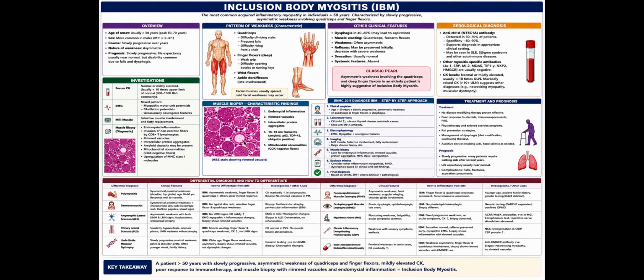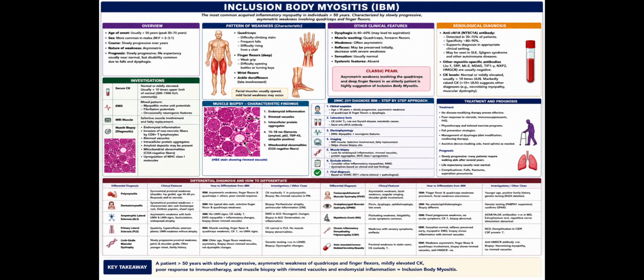Treatment. IBM responds poorly to immunotherapy. Physiotherapy and exercise programs, fall prevention strategies, management of dysphagia, and assistive devices when needed. Therapies such as corticosteroids, azathioprine, methotrexate, and IVIG generally show limited benefit. Prognosis: slowly progressive disease. Many patients require walking aids after several years. Life expectancy is usually near normal, although complications from falls and aspiration can occur.